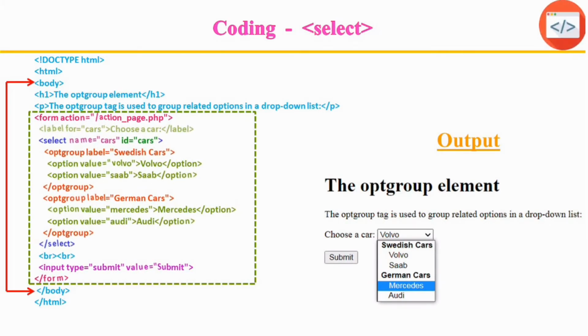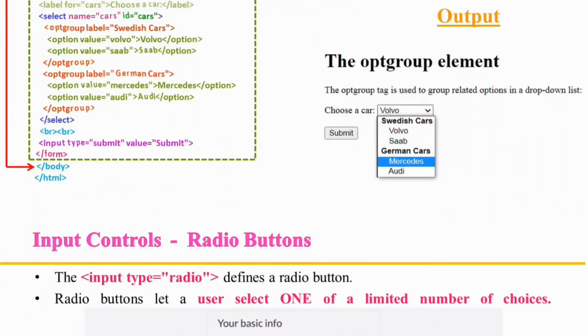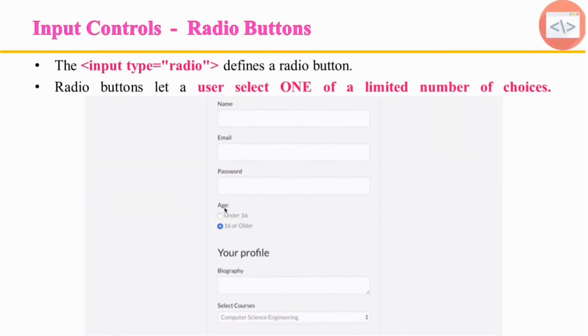Now we can also organize our list into logical groups with an optgroup element. The optgroup element has an attribute called label, which is the name of the group of options. In this example, our list of options has been divided into two groups with the labels Swedish cars and German cars. Select menus are great if you have lots of options.